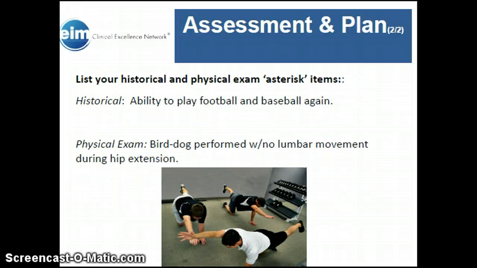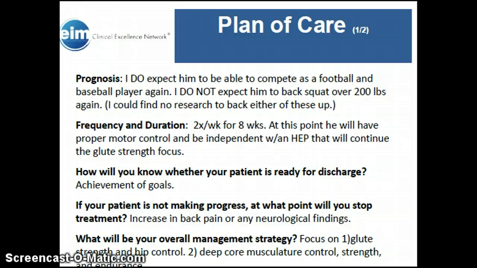For the historical, asterisk sign is not something I could ask him about every time, but I want him to play football and baseball again. And then physical exam, I'm going to continually look at the bird dog, see if he's able to extend that hip and control that hip extension without having to control it through his lumbar spine. He's able to stay stable there, no increase in lordosis. I do expect him to compete as a football and baseball player again. I do not expect him to be back squatting over 200 pounds again.